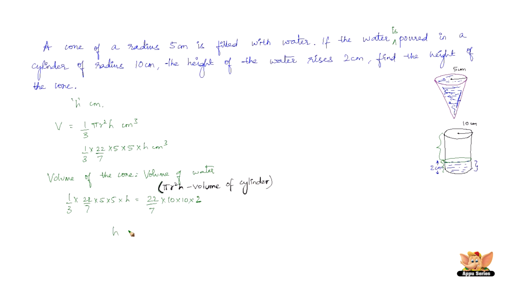So now equating this, we have 22 by 7 and 22 by 7 getting cancelled. And so, on solving this, we get the height as 24 centimeters. So hence the height of the cone is 24 centimeters. So this ends this video, which consists of a set of 2 problems.